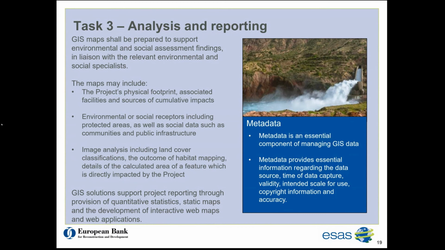And part of the benefit of using GIS is to include an analysis of imagery. So you may wish, for example, to include a variety of land cover classifications, present the outcome of habitat mapping, and also details of the calculated area of a feature which is directly impacted by a project, such as a proportion of an agricultural field or certain type of habitat classification. Now, GIS solutions also support project reporting, and this is through the provision of quantitative statistics, static maps, and also through the development of interactive web maps and web applications to present the key findings of the environmental and social assessment in a more dynamic way.